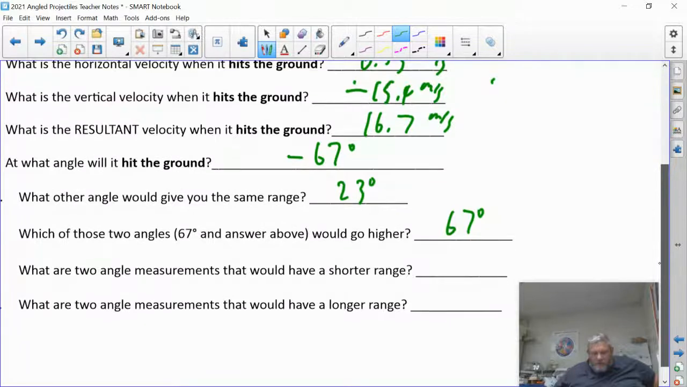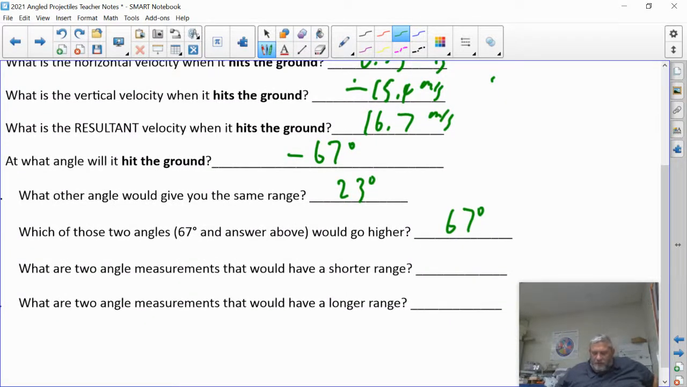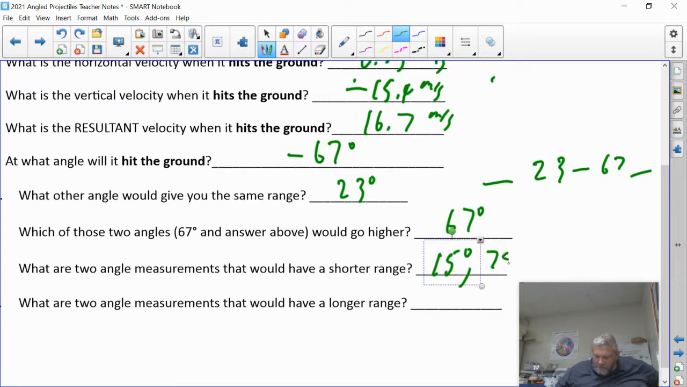Then they want me to name two angle measurements that would have a shorter range. Well, we know that as you get closer to 45, the range gets bigger and bigger. So anywhere between 23 and 67 is going to be bigger. So we're looking for things on the outside, maybe 15 degrees and maybe 75 degrees. What would have a longer range? Anywhere in between, maybe 45 and maybe 35 degrees, but any angle in this whole range between 23 and 67.